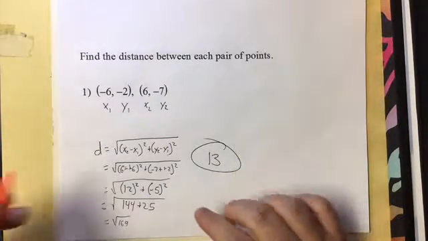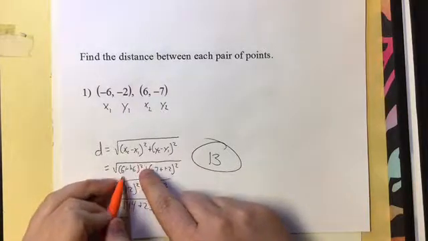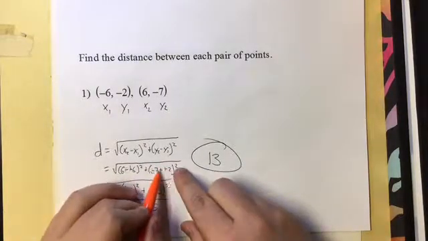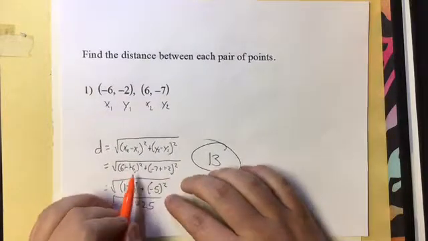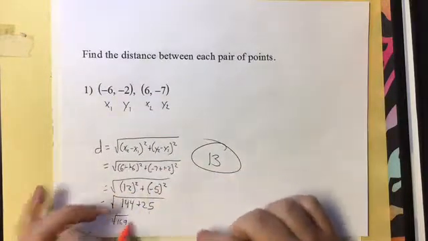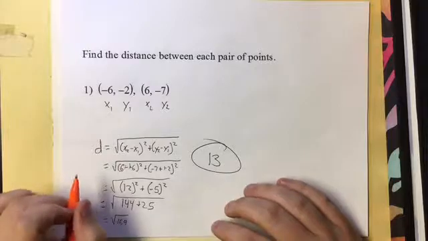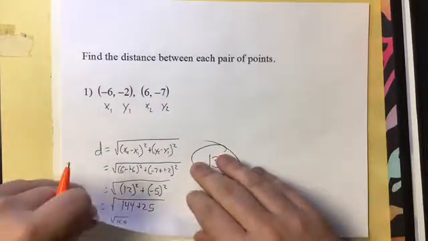The other mistakes, make sure you add before you square. Add in here before you square. And then once they've both been squared, then add them up and take the square root at the very end. All right, let's try another one.